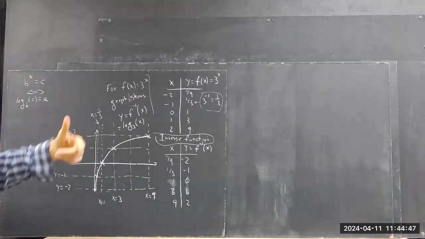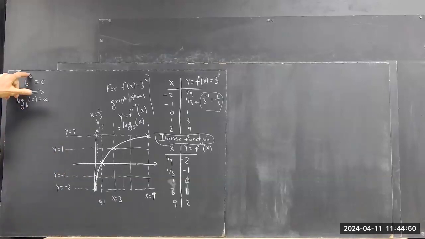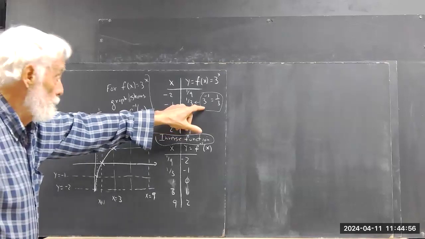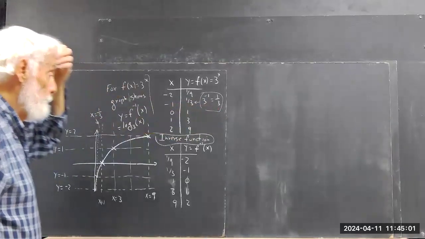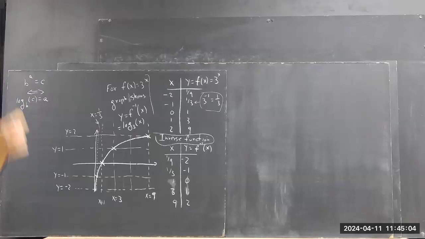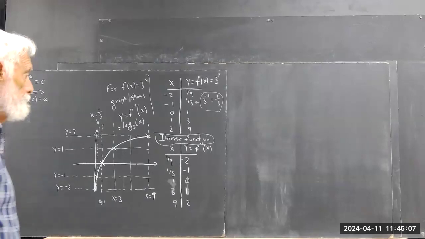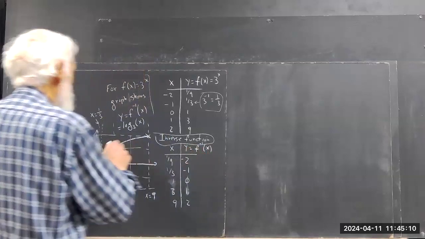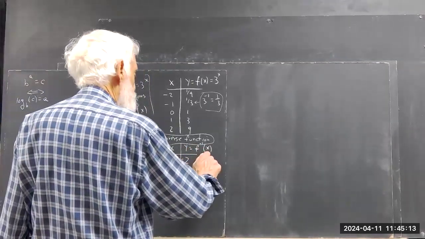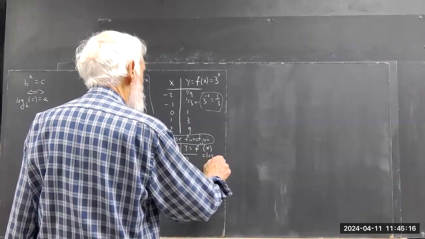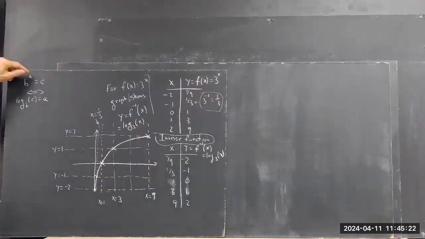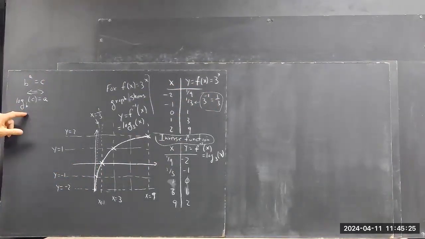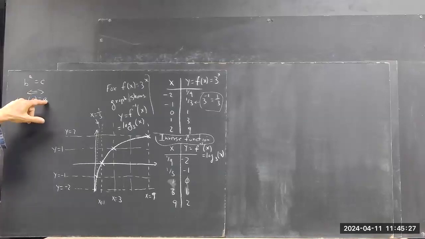Now, if 3 to the negative 1 equals 1/3, that's of this form, isn't it? B is 3, A is negative 1, and C is 1/3, right? Okay. Now, y equals f inverse of x. I've just given it a name. I said this is log base 3 of x. Now, if 3 to the negative 1 is 1/3, by this rule, log base 3 of 1/3 should equal negative 1.